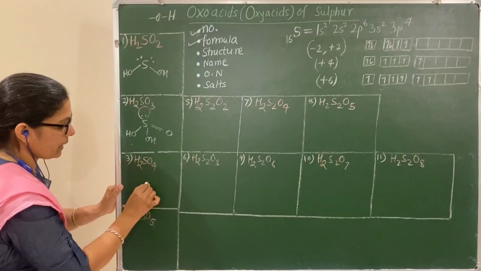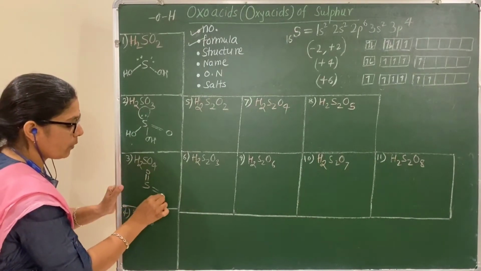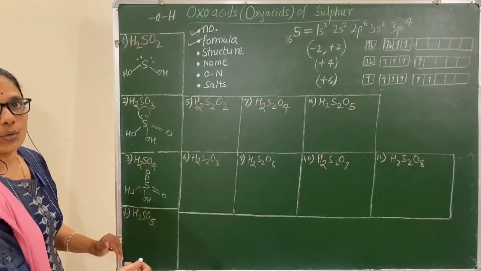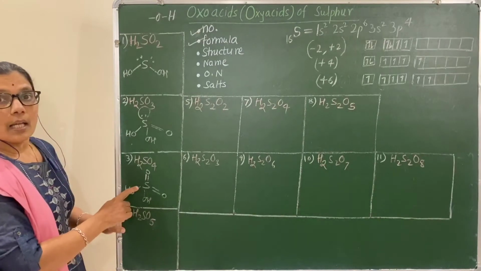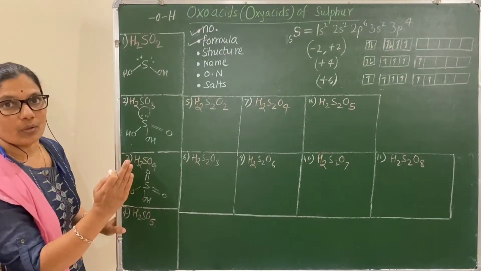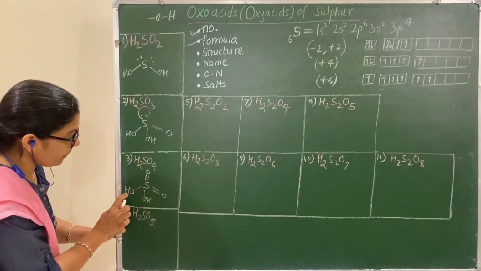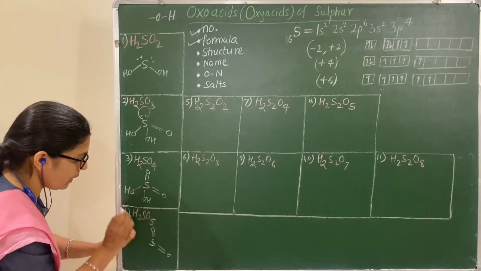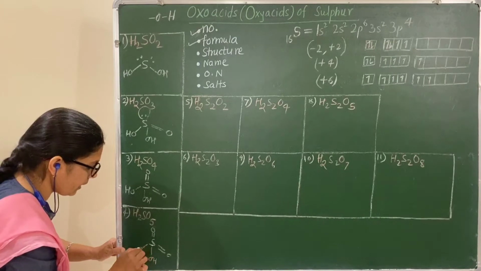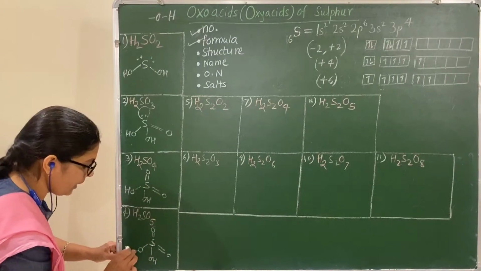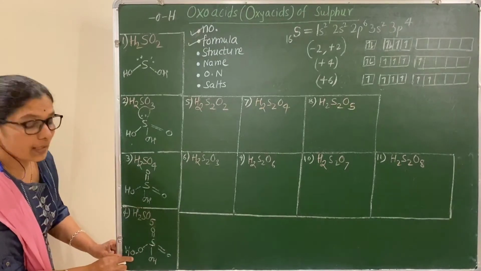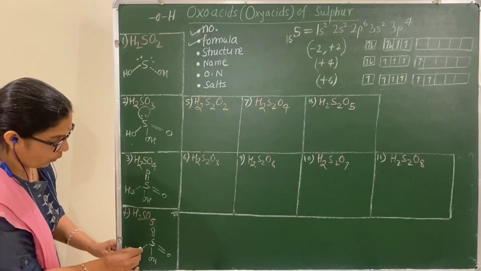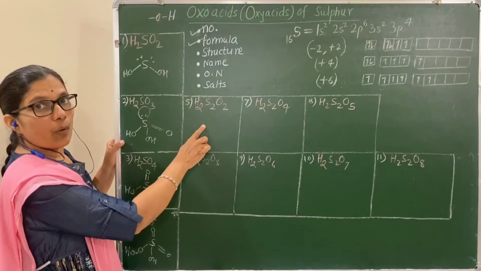Again, add one O to this. Therefore, this double bond O, OH, OH. Again, add one oxygen to this. But remember, sulfur has a maximum of 6 bonds. Therefore that O is added between this H and O. The structure is the same, only one O is added here, therefore OOH. Now remember, a peroxide linkage is present in this structure, O-O.